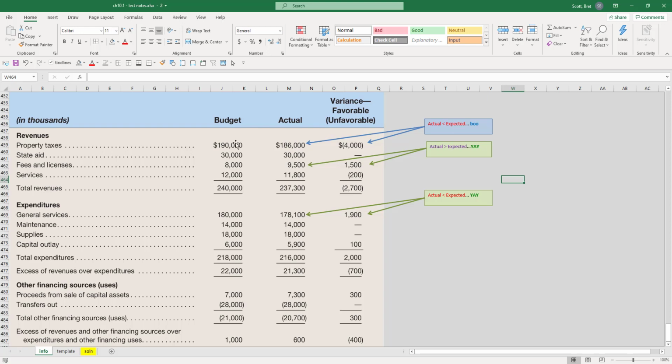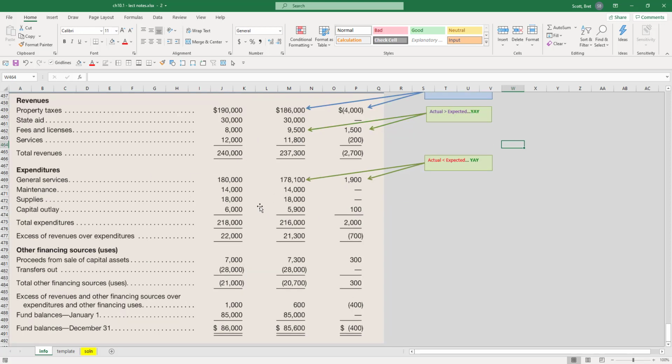So when you're looking at the revenue items, we want the actual to be equal to, if not higher than, the budgeted. Below in the fees and licenses, we actually collected $9.5 million, which is higher than the $8 million we expected by 1.5. Is that a favorable or unfavorable difference? It's totally favorable. We collected more than we expected. So yay!